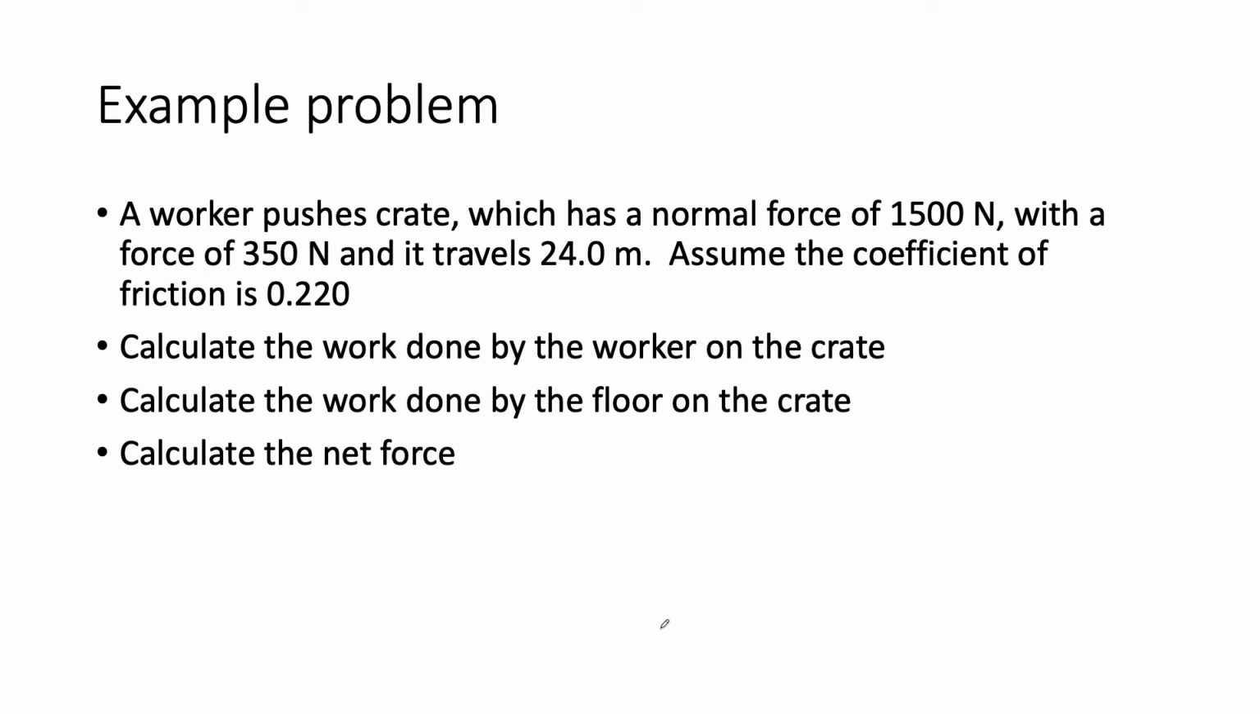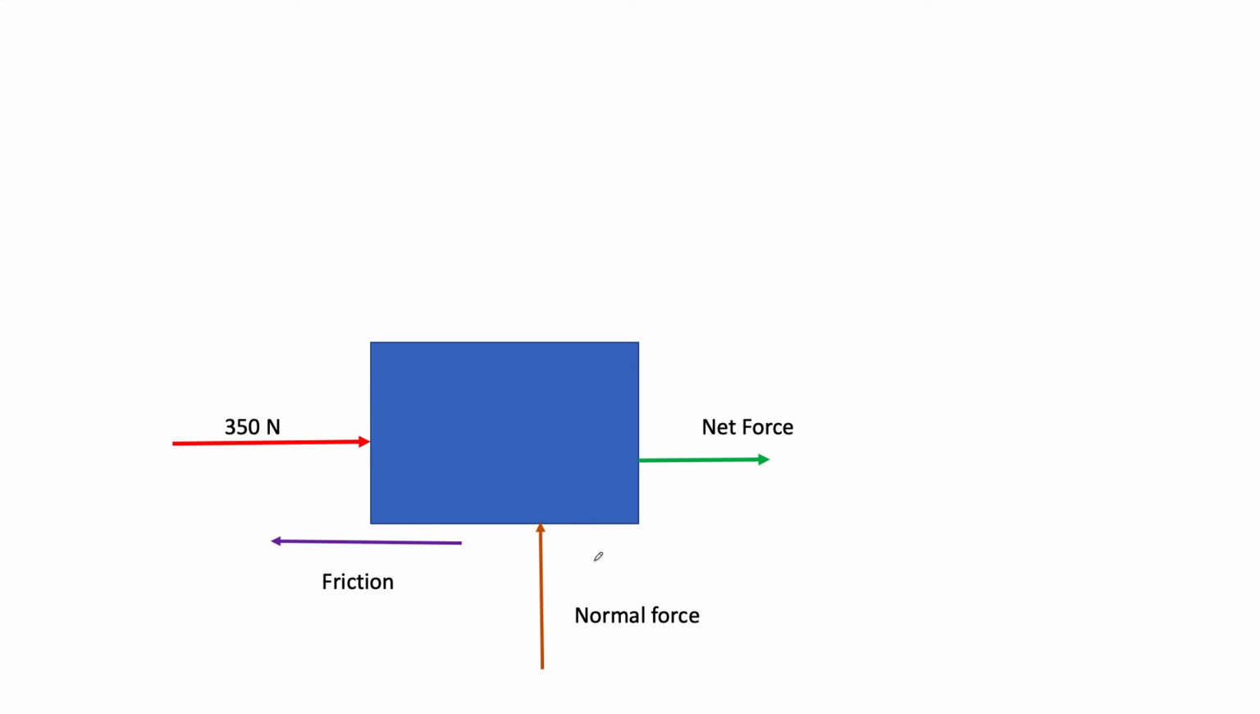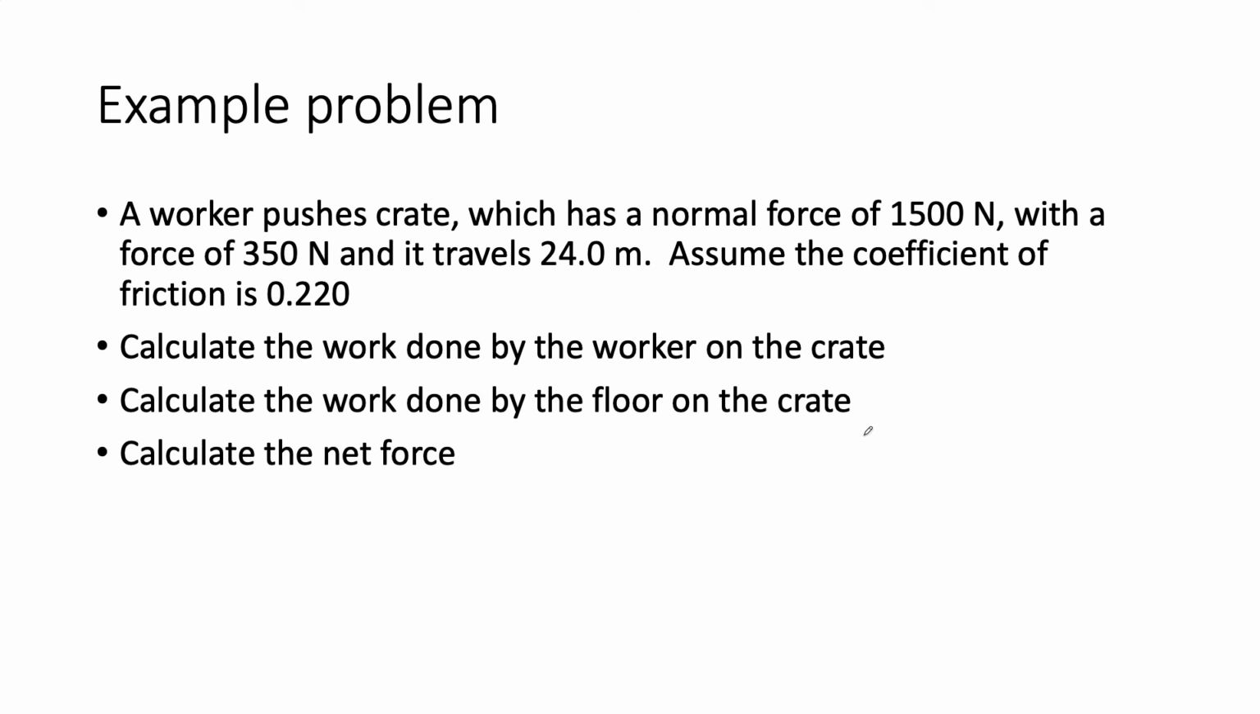All right, the example problem. We've got a worker who pushes a crate, which has a normal force of 1,500 newtons. A force of 350, and it travels 24 meters. Assume a coefficient of friction is 0.22. So let's go ahead and draw this. Normal force is 1,500 newtons. The coefficient of friction is 0.220. So we want to know what the net force is, and we need to know the work being performed by friction, the man, and what else? The work done by the floor on the crate.